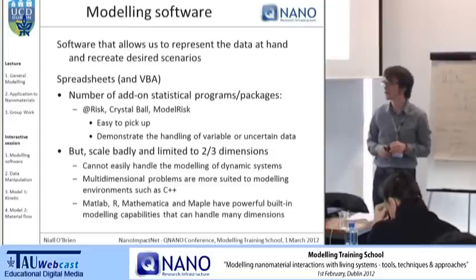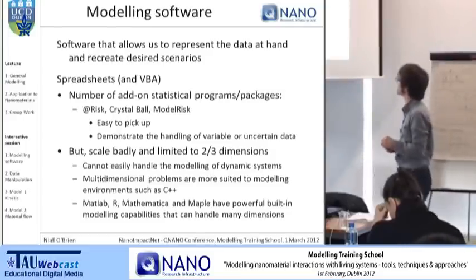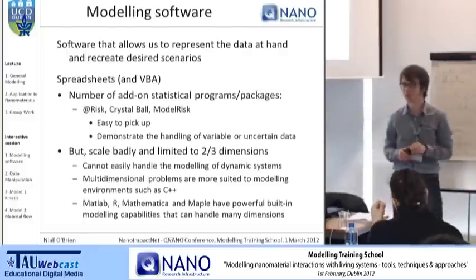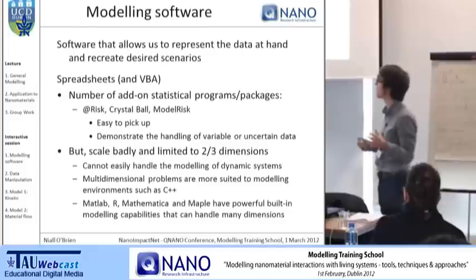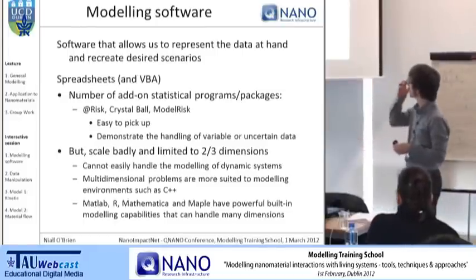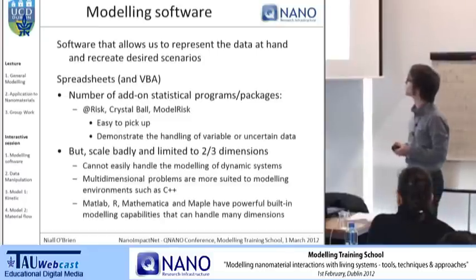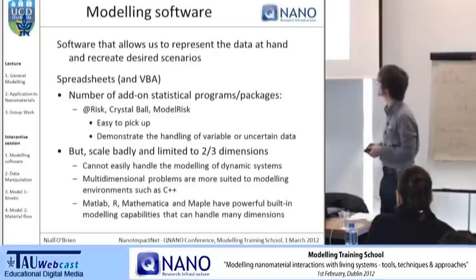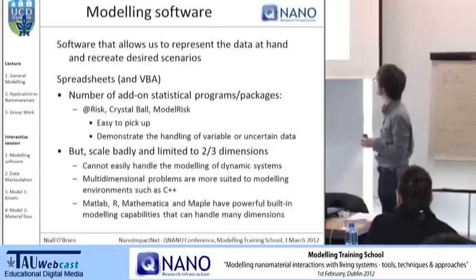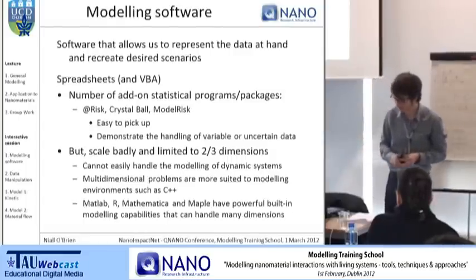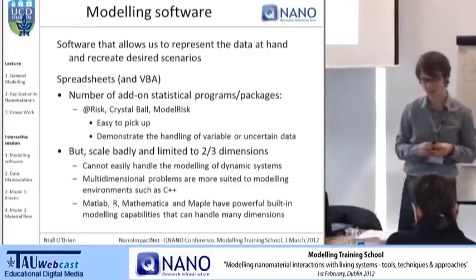But it scales badly and is limited to 2 or 3 dimensions. I would say 2 is the limit before it gets out of hand and before different modeling environments are better. So it cannot easily handle the modeling of dynamic systems. Multi-dimensional problems, such as environmental modeling, are more suited to modeling environments such as C++, MATLAB, or Mathematica and Maple, which have powerful built-in modeling capabilities that can handle many dimensions. So these are very specific. But for this, I just focused on the handling of data.